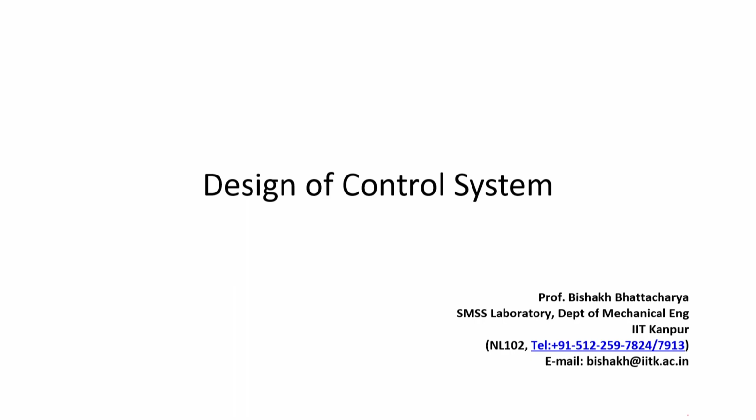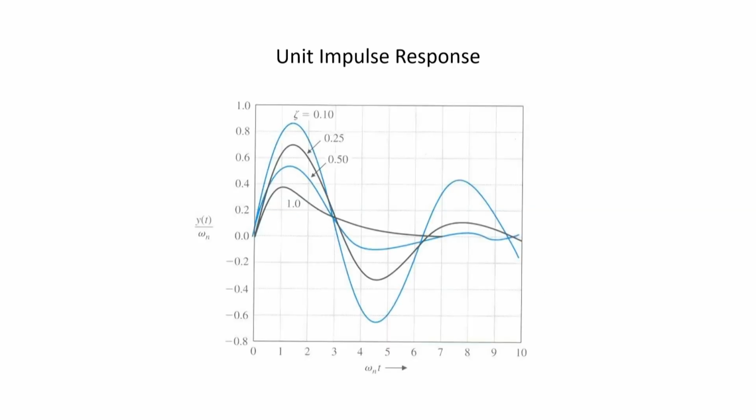In this part of the lecture, we will go into the depth of the design of control system. But first of all, let us look into the second order system that we have talked about earlier, the basic representation of it and the response of the second order system, because that is very fundamental to many of our system design. So, this is the unit impulse response of a second order system.